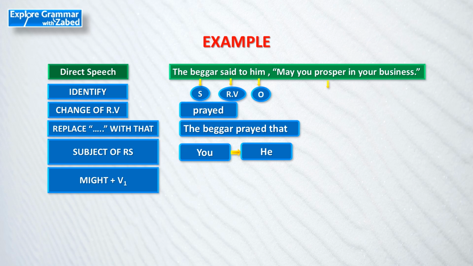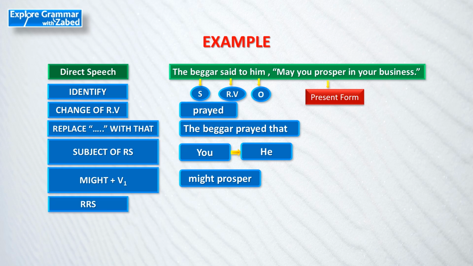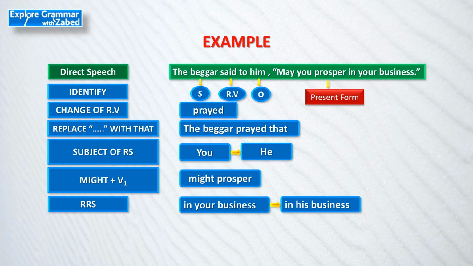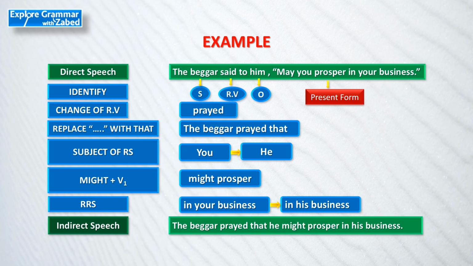Here the main verb of the reported speech is prosper and it is given in present form. So it will look like might prosper. Step number 6 is to write the remaining part of the reported speech. Here, the remaining part in your business gets converted to in his business. So, after following all the steps, the indirect speech looks like, the beggar prayed that he might prosper in his business.